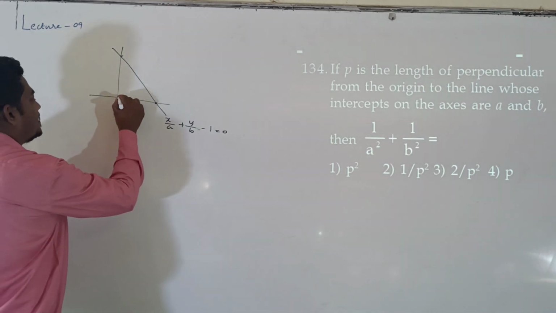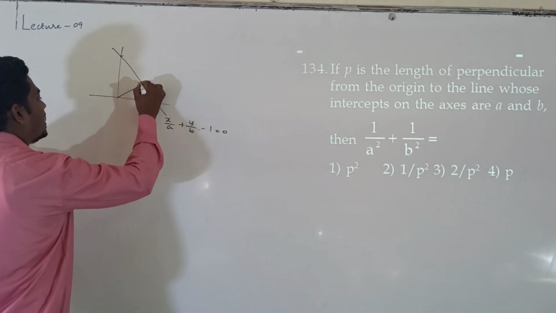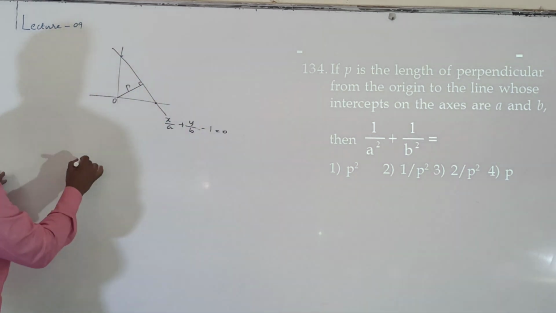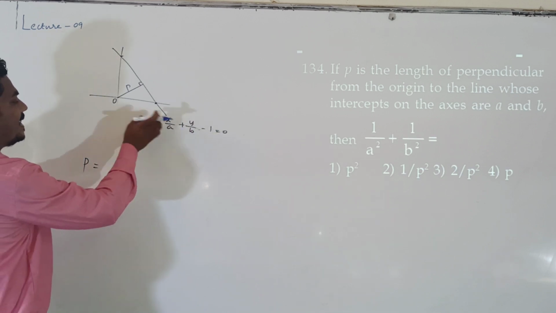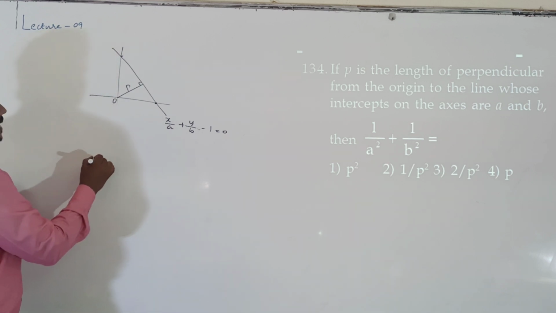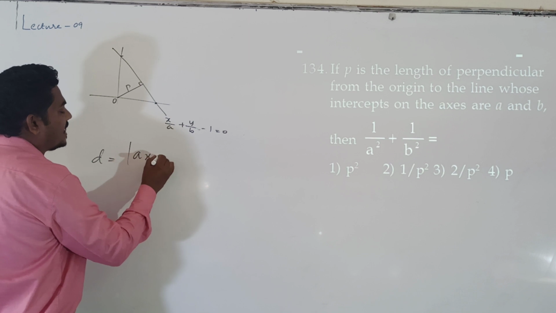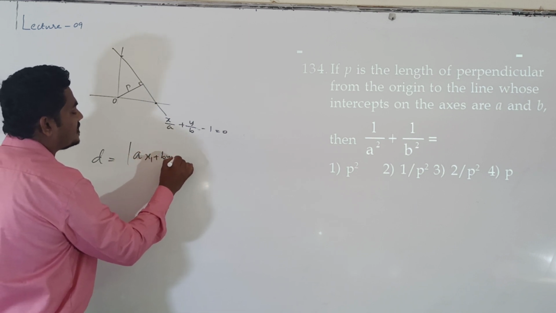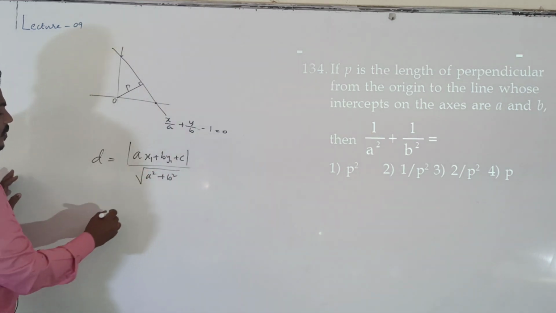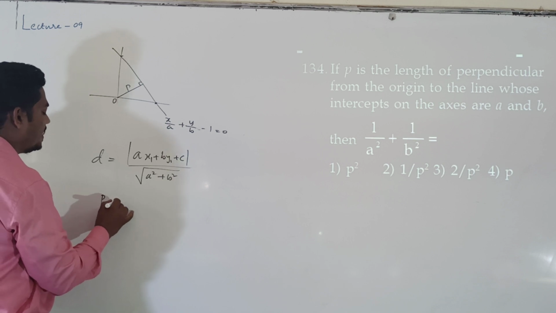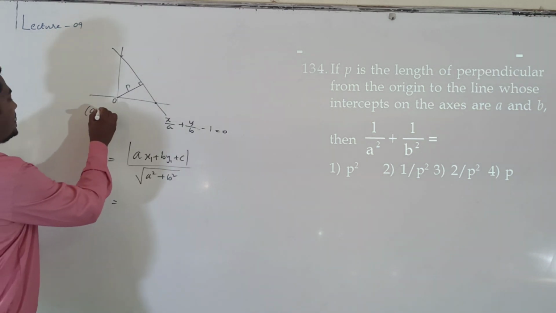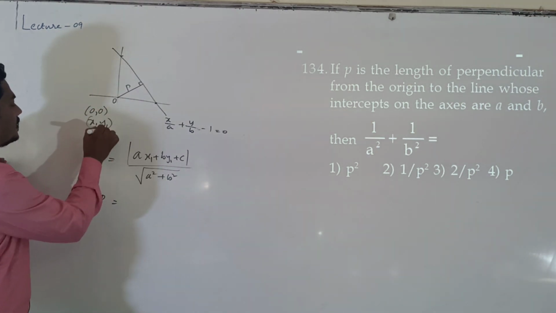Then find the distance between origin and line, perpendicular distance. This is origin and this is line. This length they have given P. P is equal to distance between line and point, perpendicular distance between line and point. D is equal to modulus of ax1 plus by1 plus c divided by square root of a square plus b square. Now in this case d value they have given, P is equal to distance between point and line. Here origin itself is point, 0 comma 0 is x1 comma y1, right?